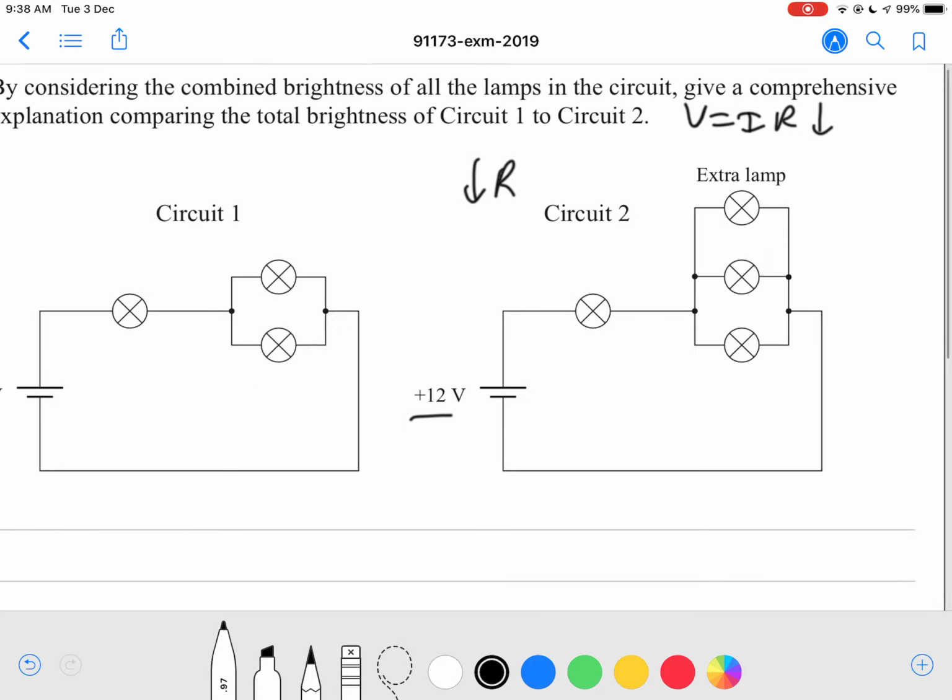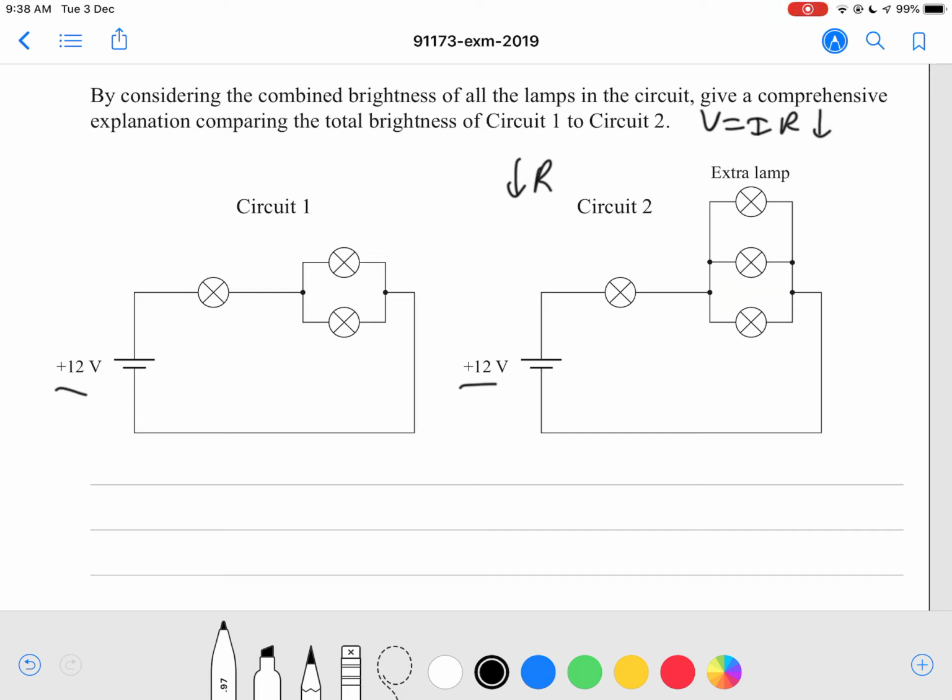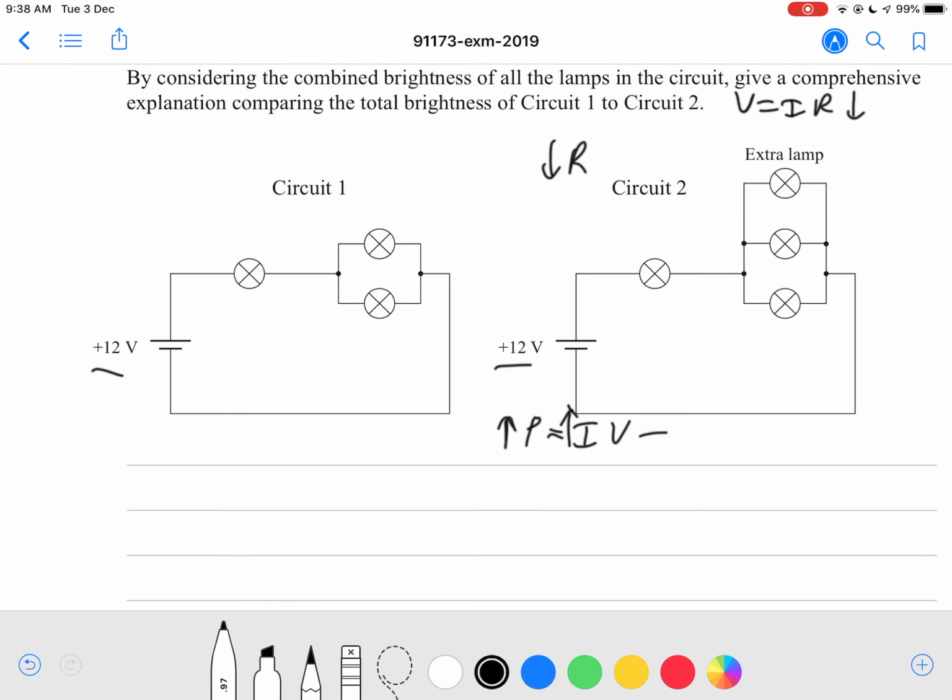Okay, so a simpler way to look at it is that if there's more current being drawn from the battery, and the voltage of the battery remains the same, you can say P equals IV. The current has increased and the voltage has stayed the same, which means that the power output of the battery in general must increase. So the battery is giving out more. You're drawing more current from the battery. So therefore, as the voltage stays the same, the total combined brightness of circuit 2 will be greater than circuit 1.